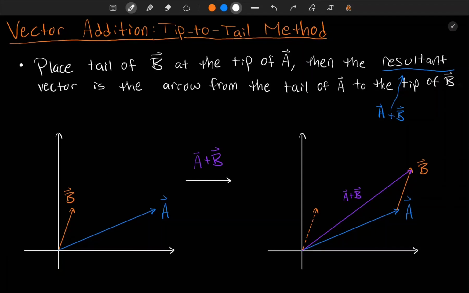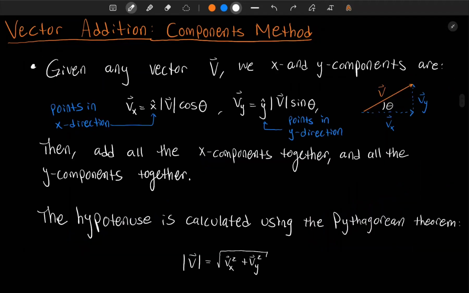You can also do vector addition using the components of each of these vectors. In fact, this is called the components method of vector addition. And the way you do this is that given any vector v, we have x and y components, which are given by the following. We have an x component given here, which is called vx, and that's equal to the magnitude or the length of the vector, v, times the cosine of the angle, theta.